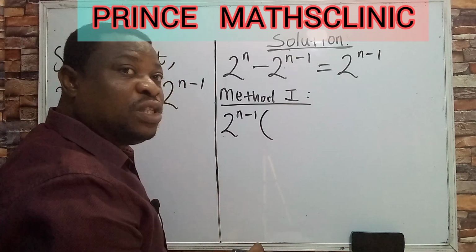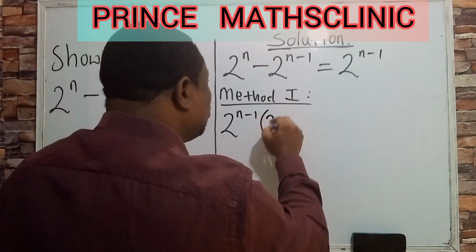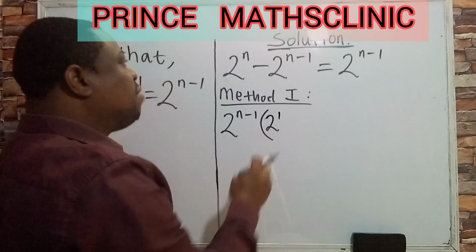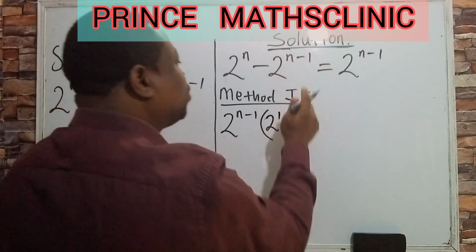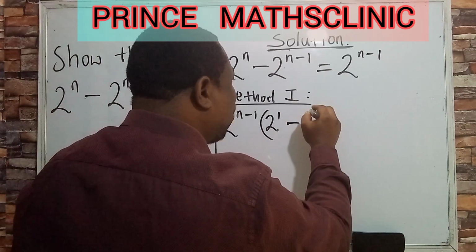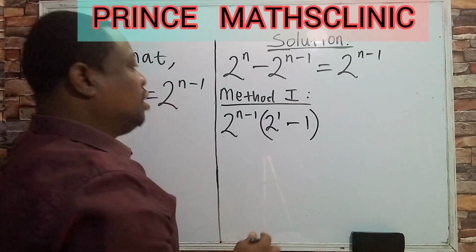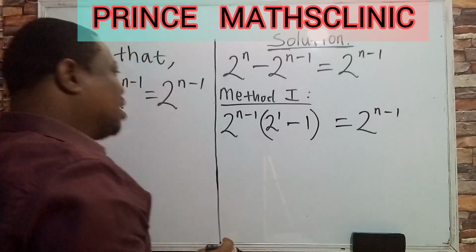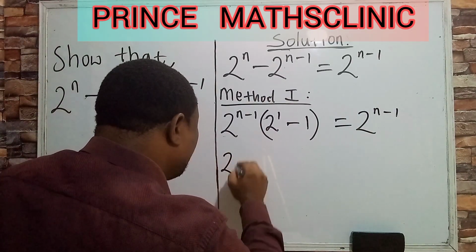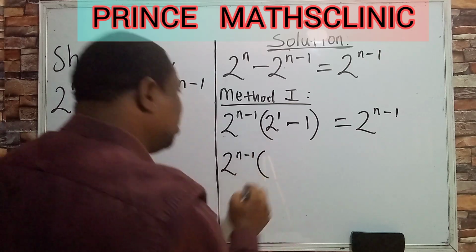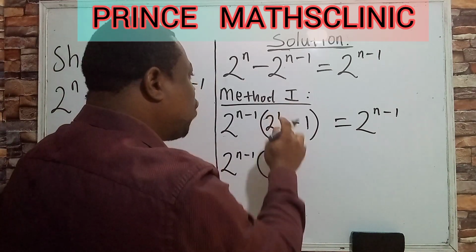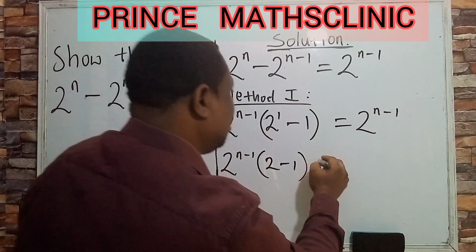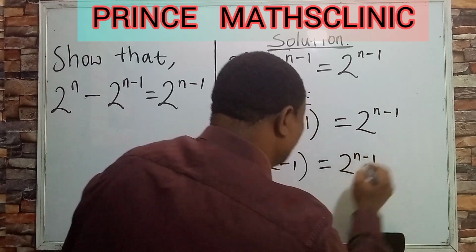Now based on the laws of indices, I can say this is 2 to the power of 1. Now remember, I factored out 2 to the power of n minus 1, so this leaves me with just 1 left, right? Now, I'll put equal to 2 to the power of n minus 1. Now, 2 to the power of n minus 1, in bracket now, 2 to the power of 1 means 2, then minus 1, equal to 2 to the power of n minus 1.